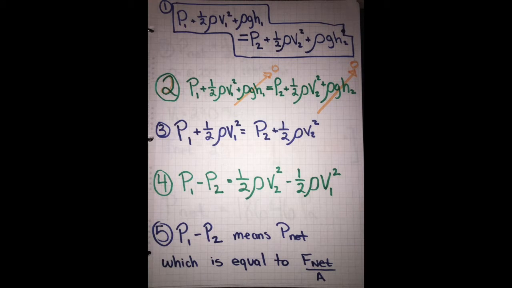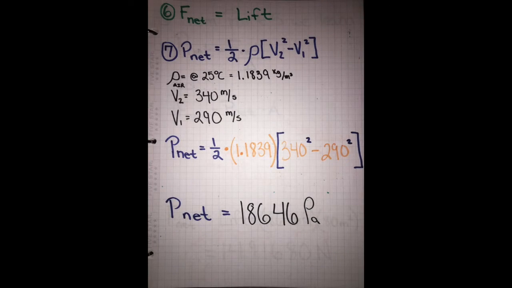Okay, in step 1, we will first show Bernoulli's equation. Then in step 2, I have canceled out rho, g, and h, which is the gravitational energy. It is negligible in this problem. Step 3 is what we get after we cancel in step 2. In step 4, we do a little manipulation to get P1 minus P2, which is P net. And P net here equals F net over area. If you go back previously, you will see where we got F net from. In this problem, F net equals lift.